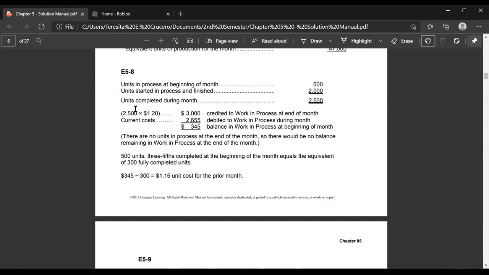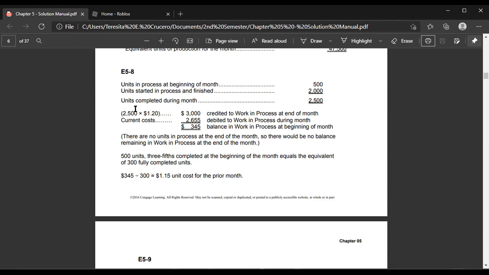That's the balance in work in process at the beginning of the month. So in other words, this 1.20 is the unit cost of production for the month. But we have the actual cost of 2,655, which is debited to work in process, while the 3,000 is credited. We have the balance in the work in process at the beginning of the month equal to $345. There are no units at the end of the month. So there would be no balance remaining in the work in process at the end of the month.